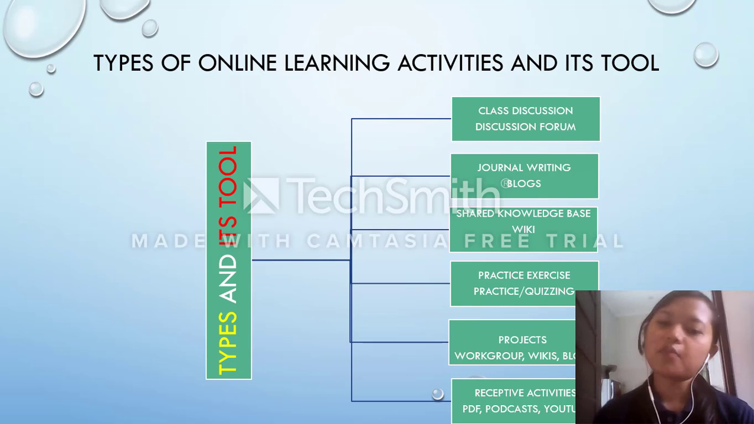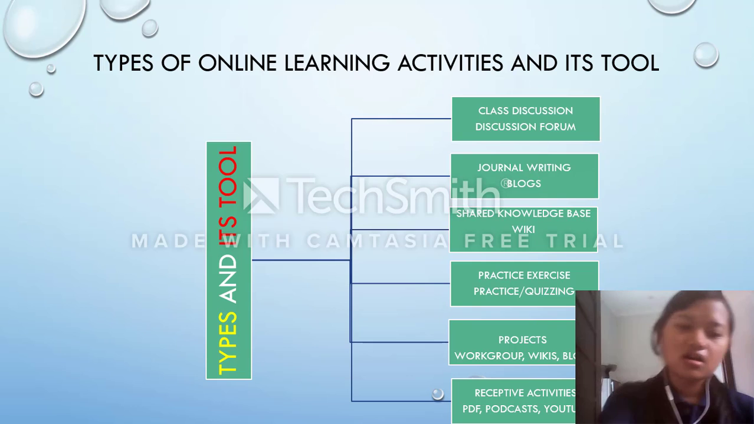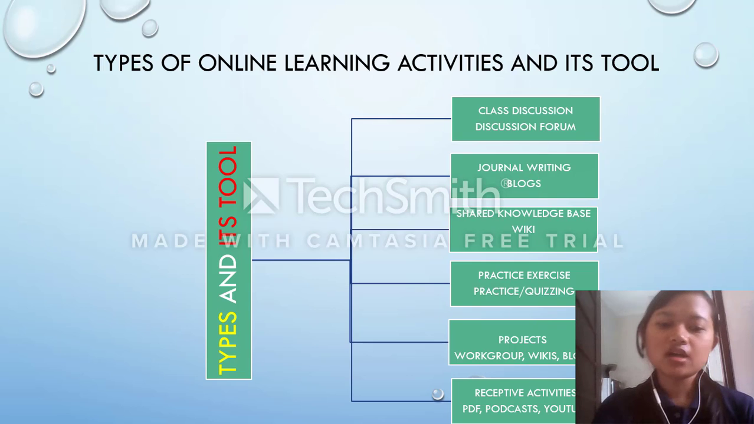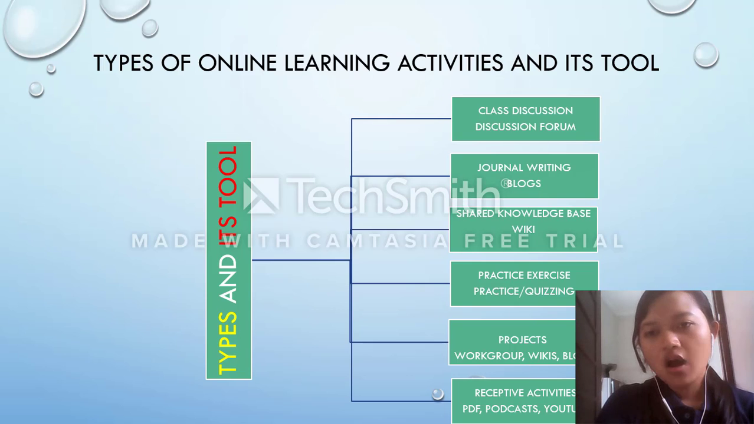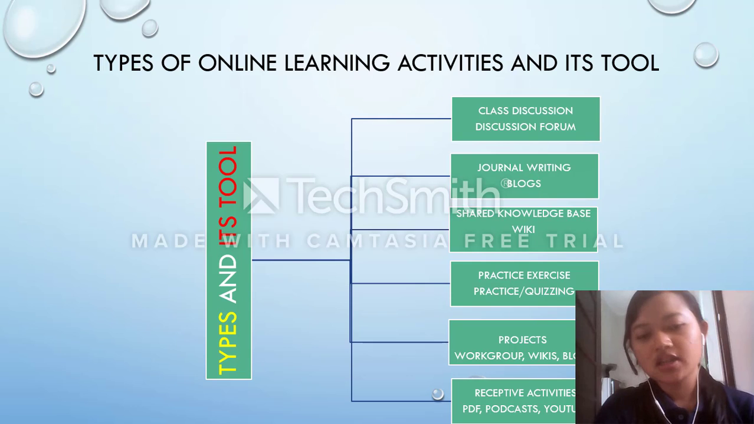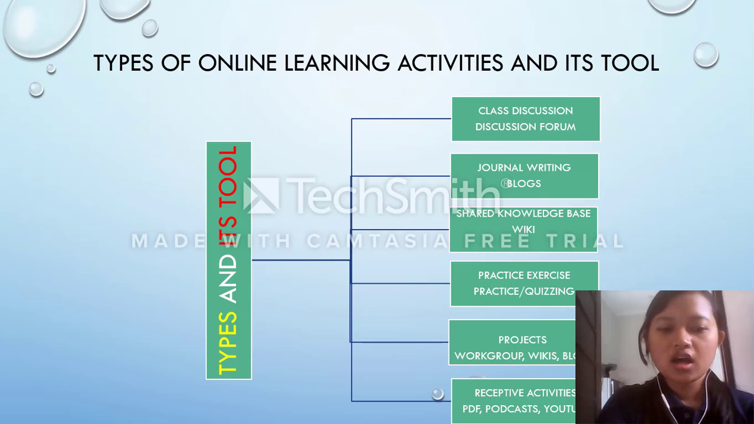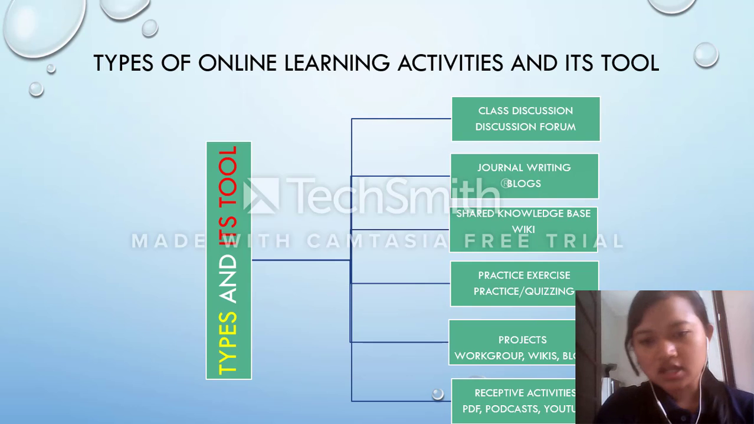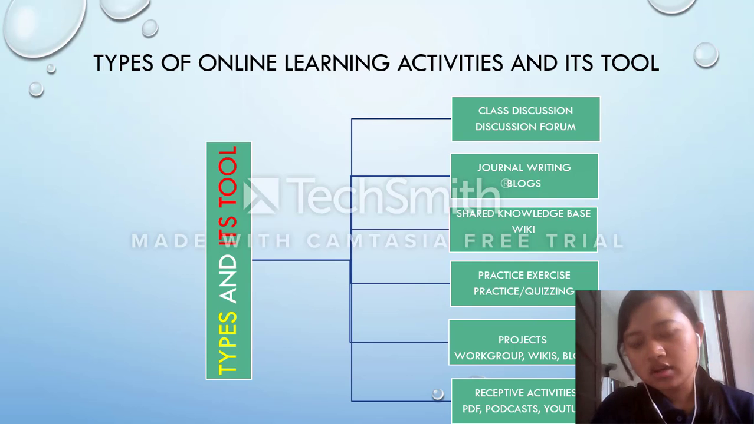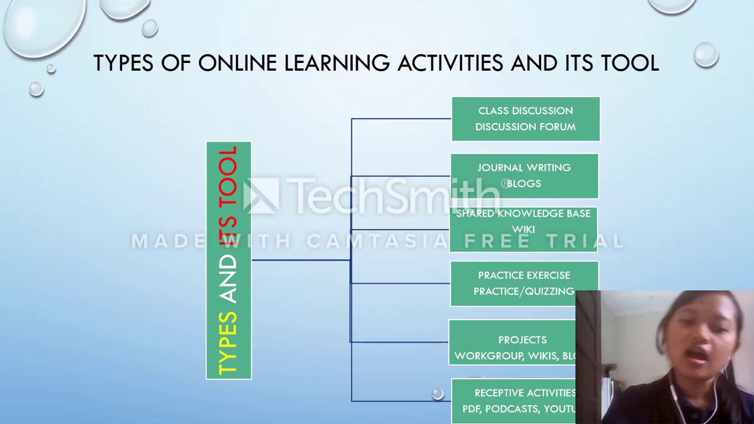And the next is projects. A project is a piece of planned work or an activity that is finished over a period of time and intended to achieve a particular purpose. The tools that can be used are work group, wikis, and blog, etc.